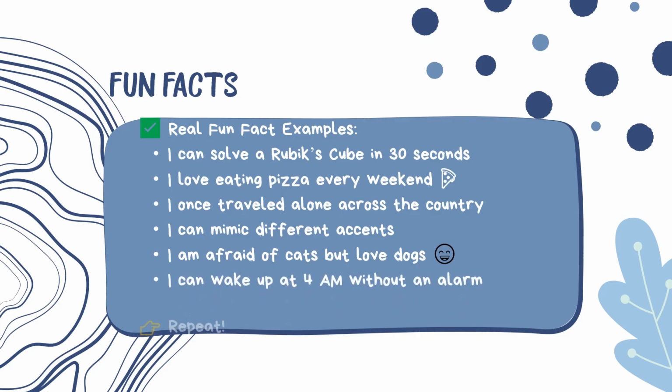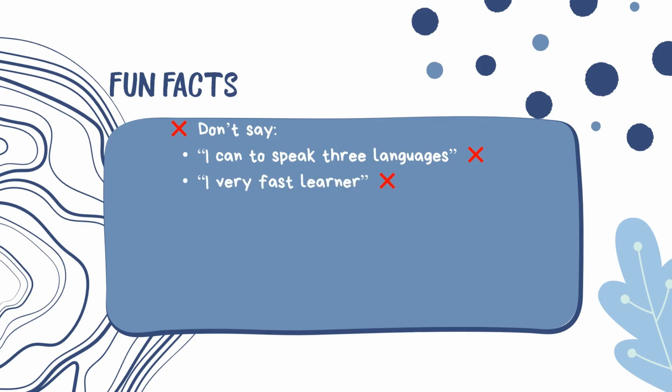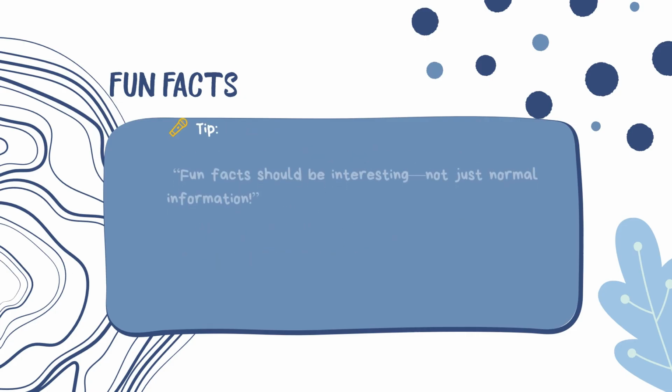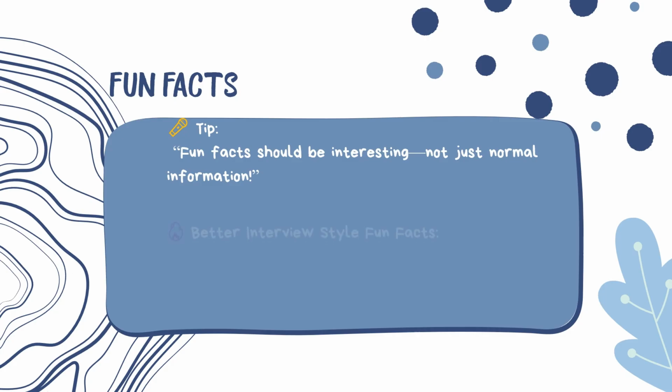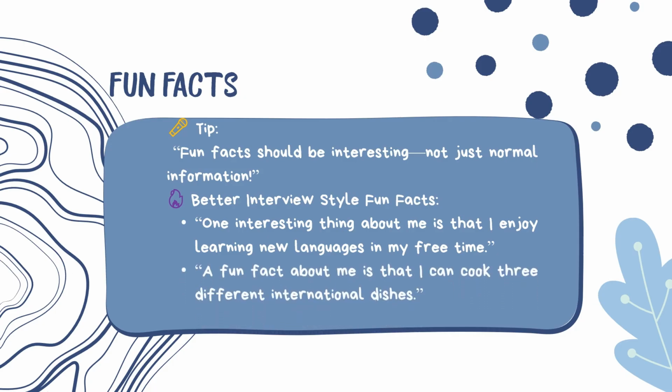Without an alarm. Repeat. Don't say, "I can speak 3 languages. I'm very fast learner." Use this instead. I can speak 3 languages. I am a fast learner. Tip. Fun facts should be interesting, not just normal information. Better interview-style fun facts. One interesting thing about me is that I enjoy learning new languages in my free time. A fun fact about me is that I can cook 3 different international dishes.